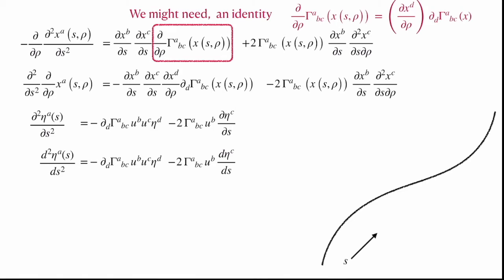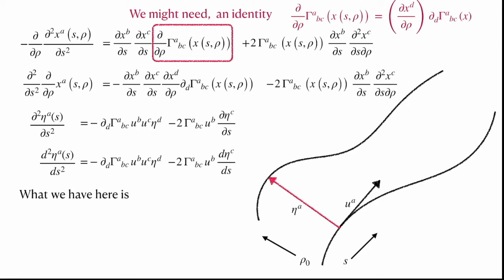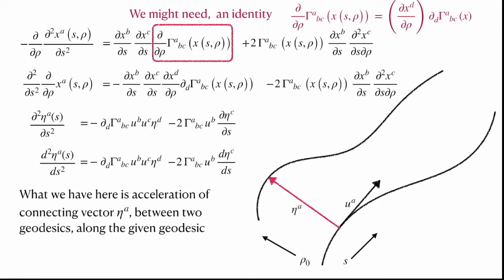So we have a single geodesic which is represented by arc length. Along it we have a tangent vector UA, we have a rho naught at which it is evaluated. We consider the neighboring geodesic, which is rho naught plus epsilon, and that will have a connecting vector which we call eta, and this gives us the idea how this connecting vector would be accelerated as we move along this geodesic, or as a function of s and rho naught, and this is what interests us, and this is what gives the relative acceleration between the neighboring geodesics.